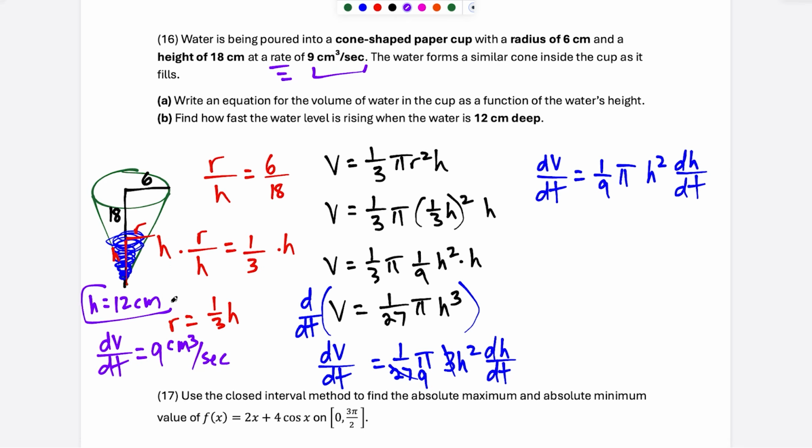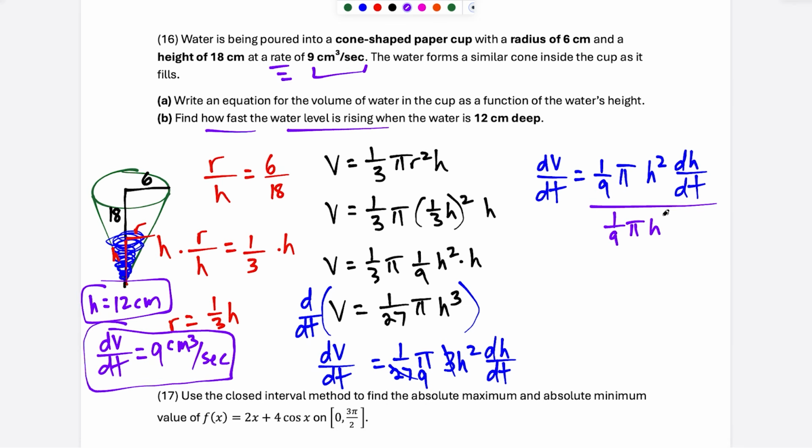So we're going to have to plug this in, and we're going to say here that the rate of change of the volume is 9 cubic centimeters per second. So what we could do first is solve for dh dt, because we're looking for how fast the water level is rising. So this is dh dt. So I'm going to divide both sides by 1/9 pi times h squared.